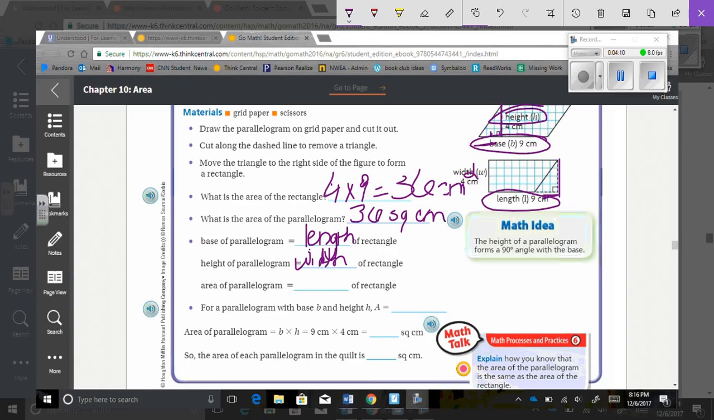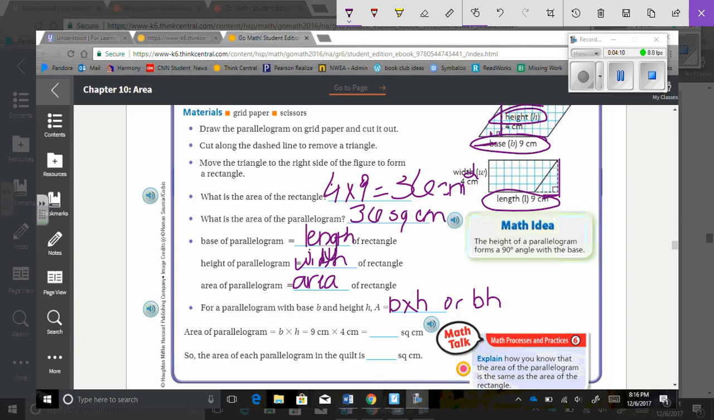So the area of a parallelogram is equal to the area of a rectangle. So just note that the base of a parallelogram is the same thing as the length of a rectangle. The height of a parallelogram is the same thing as the width of a rectangle, and the area of a parallelogram is the same thing as the area of a rectangle. So for a parallelogram with base B and height H, A equals B times H, or you could write it as just B next to the H, so that means multiplied by.